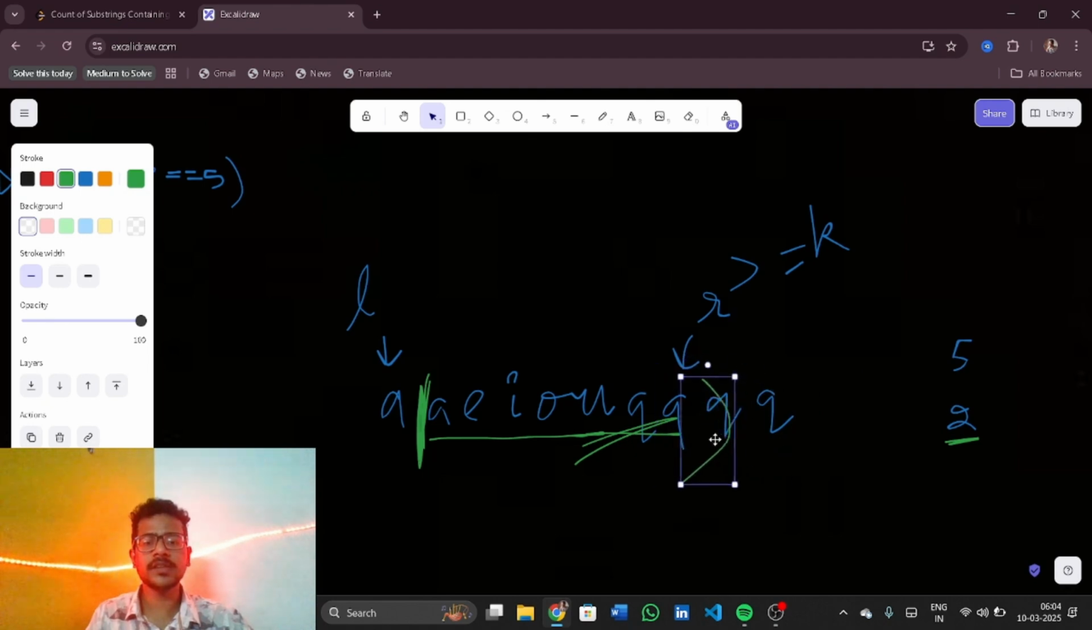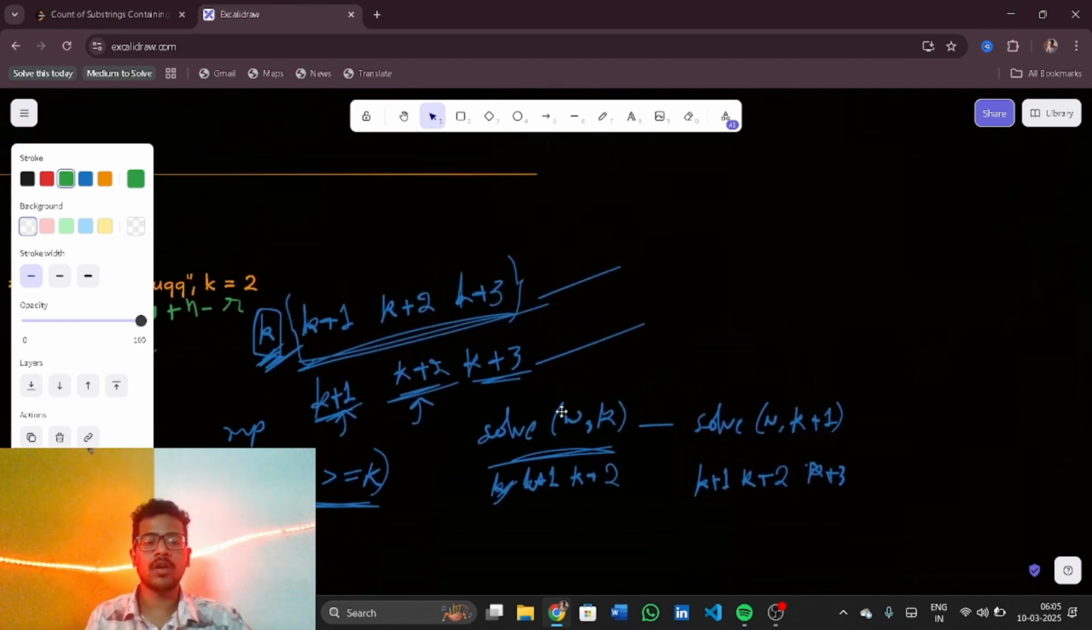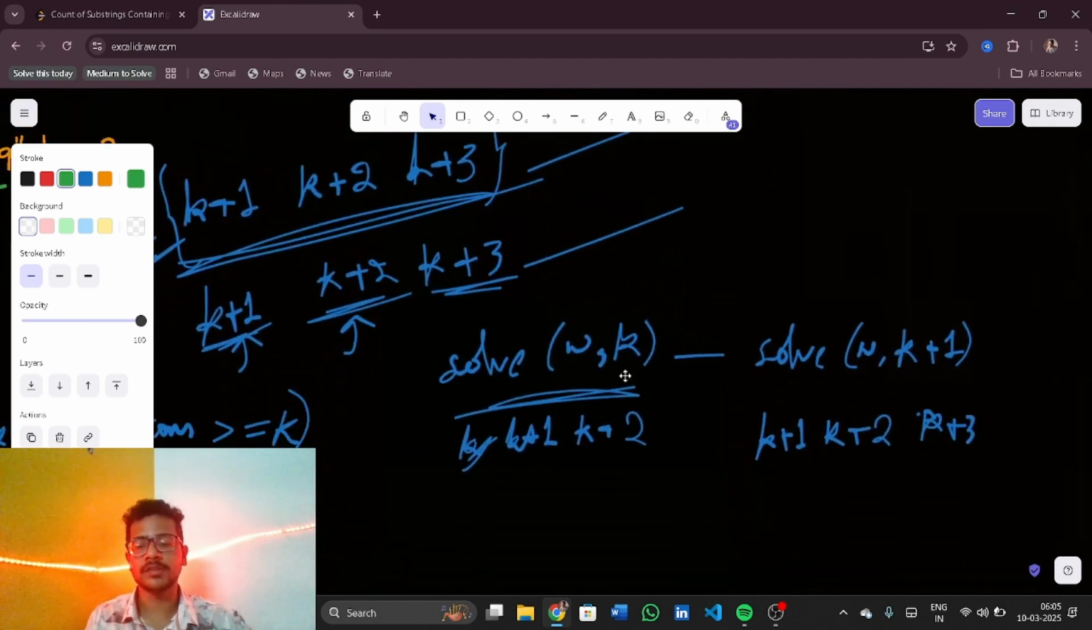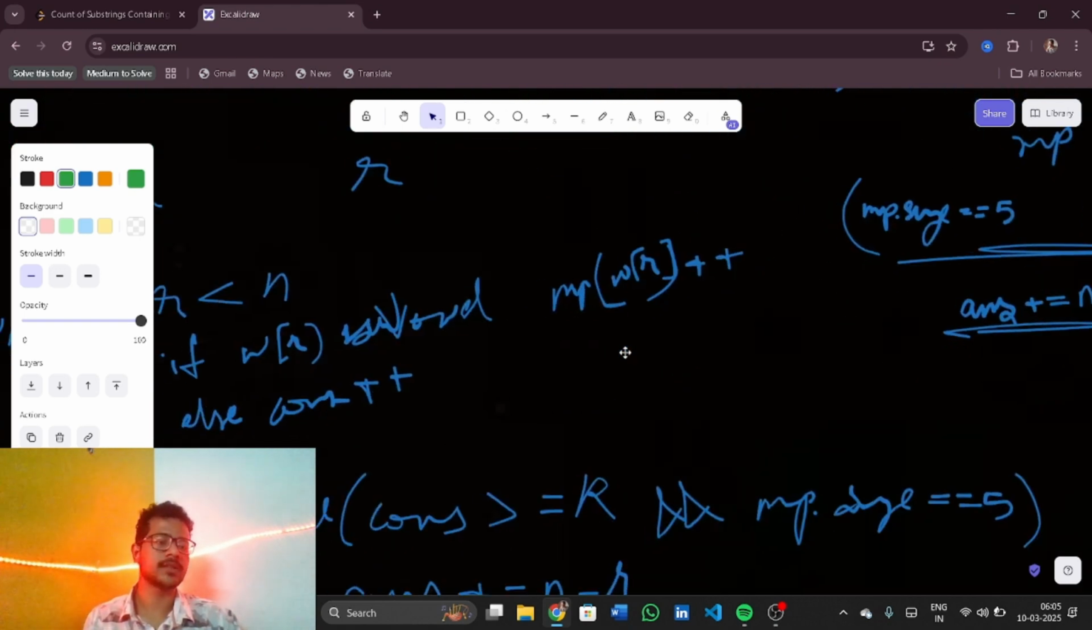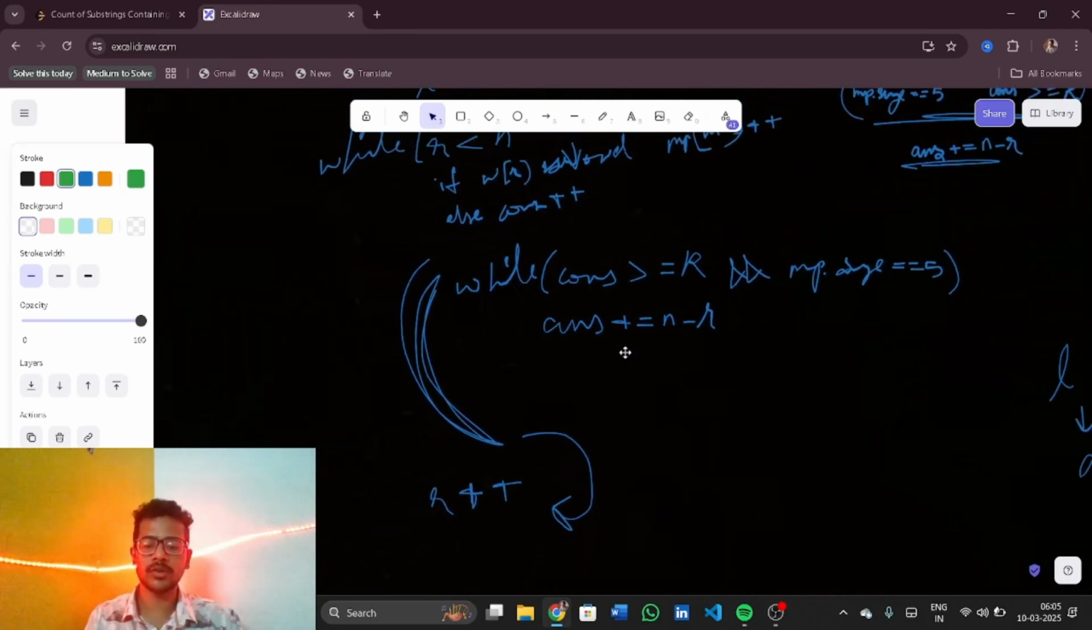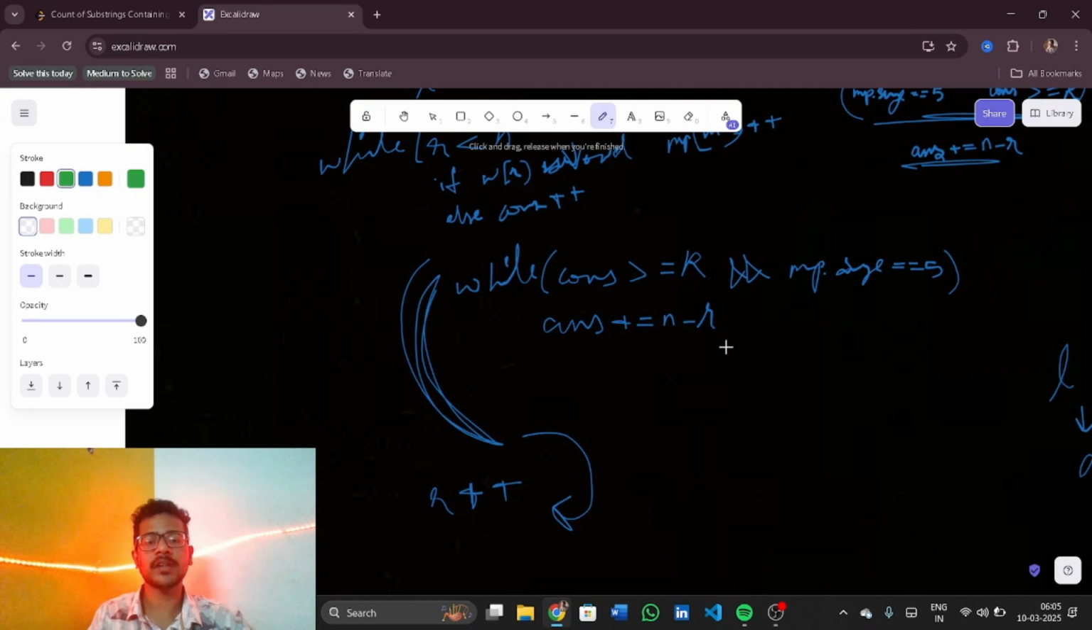These, if you see, have count greater than K. This has consonant count 3 and this has consonant count 4. So that's why I get count of K firstly and count of K plus 1. Then I remove the substrings which I get from K plus 1 from K. Then I get the answer. So this is a simple question. Now answer will be incremented by n minus r.